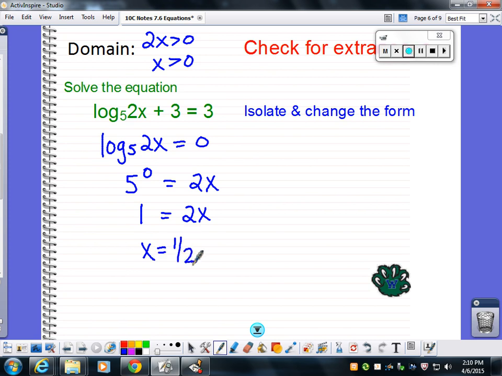Let's check to see if that's extraneous. Look back at our domain back up here. Is 1/2 greater than 0? Well, yes, it is. So that means that's okay. It's not extraneous, so it works. So our answer is 1/2. Like I said, when you have log and natural log equations, don't forget to check the domain for extraneous solutions.